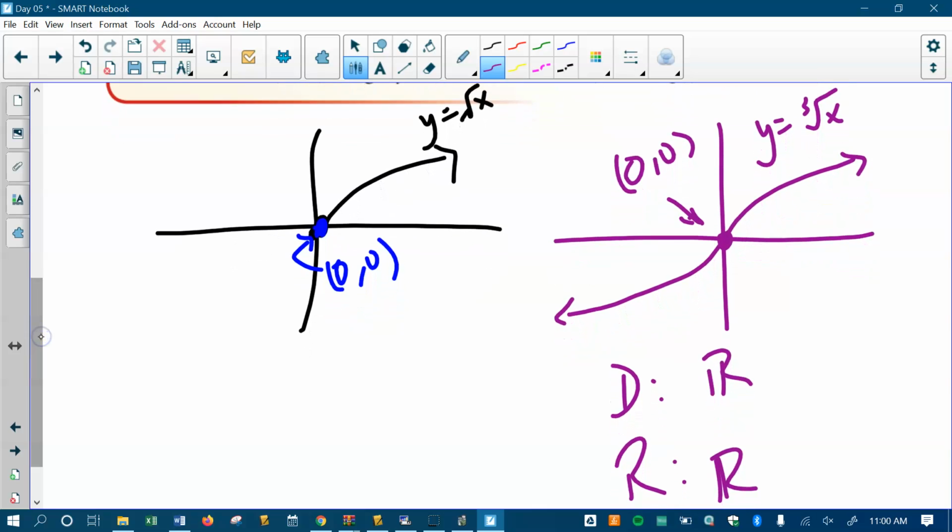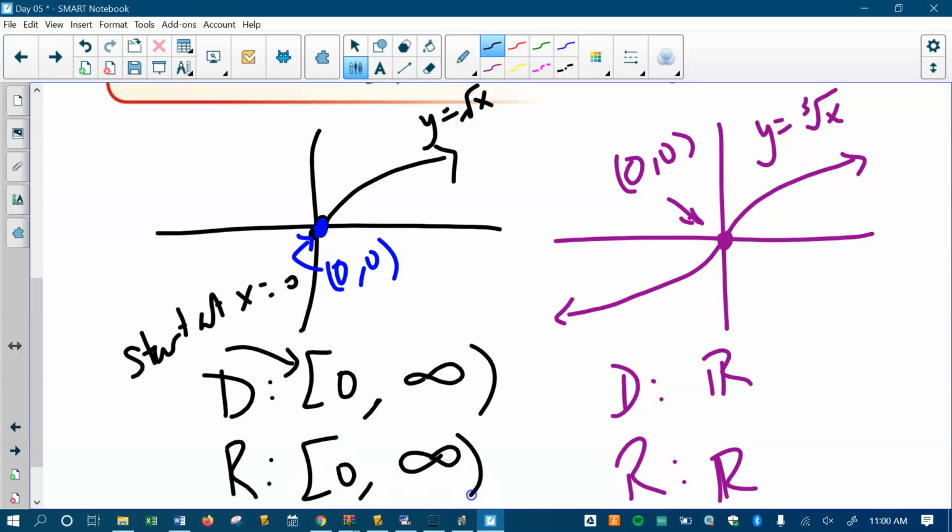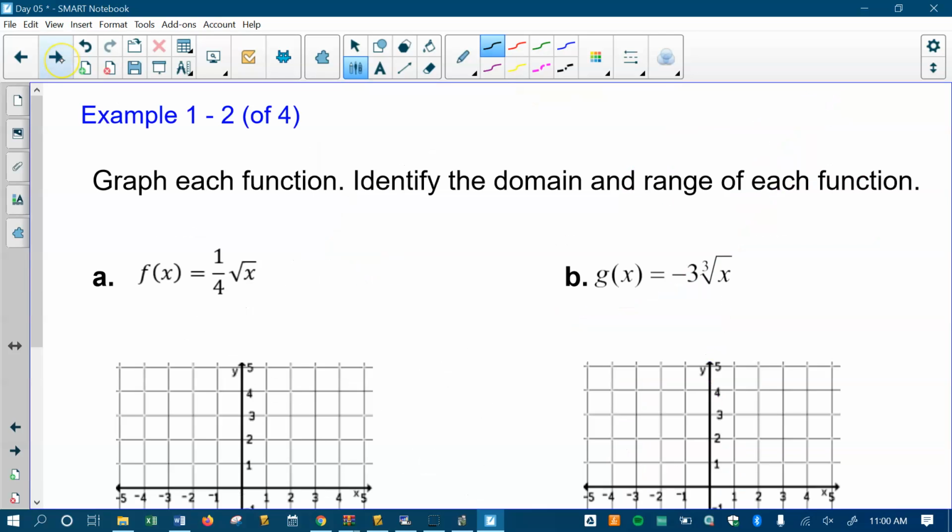Here, though, for the square root graph, the domain is slightly different. We start at 0. So again, that fancy way is start at 0, and we end at infinity. And the range is, again, we start at the y value of 0, and we go to infinity as well. I'm going to give you guys a different way to do that in this video on identifying the domain and range. But for right now, let's go and move on to a problem.